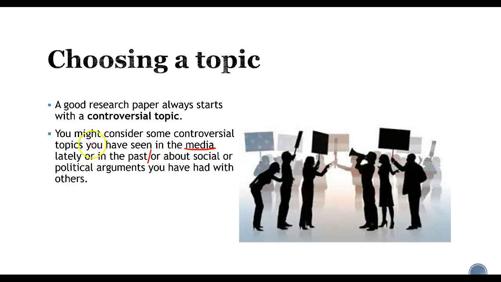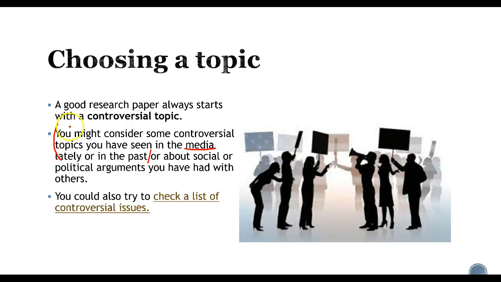So I think one of the best places to find a good research topic is to just consider the news and take topics from current events. Or think about political arguments you may have had with others, or political controversies, such as states legalizing physician-assisted suicide. I knew that was on the ballot a couple of years ago for Massachusetts. So those can make really good controversial topics too.